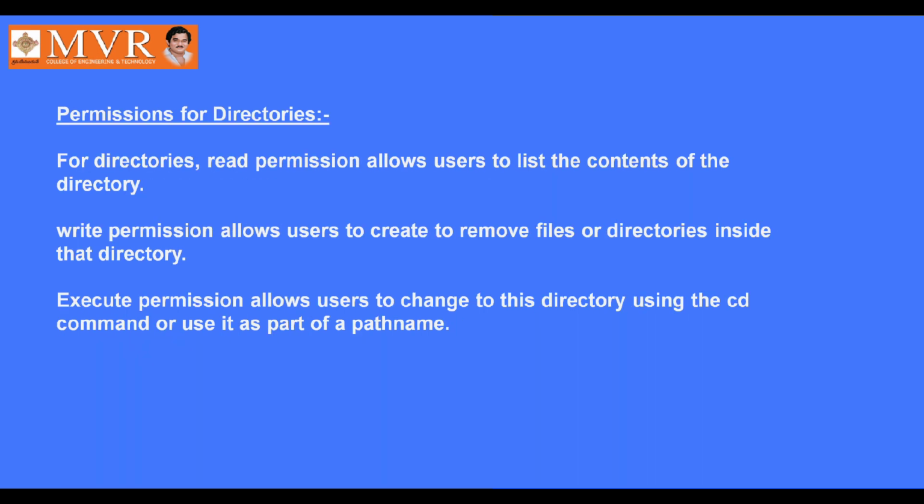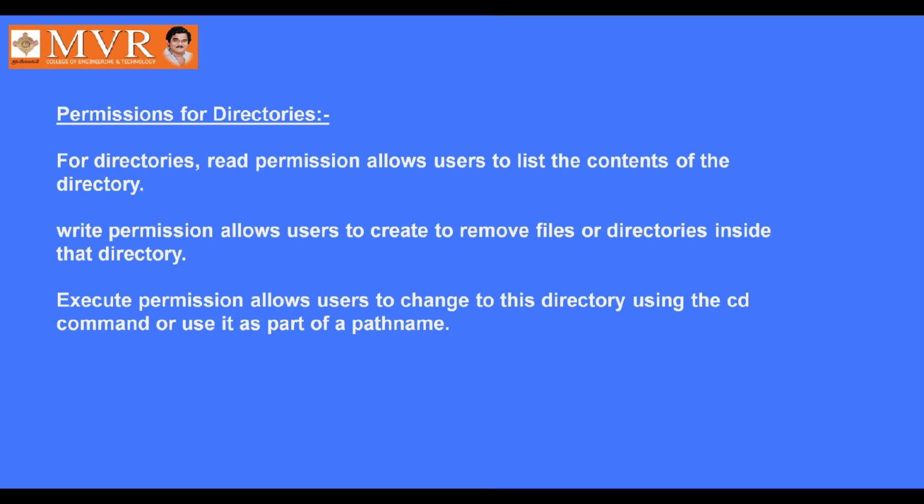Okay. So for directories also the same thing. For directories, read permission allows the user to list the contents of the directory. That means if the directory has any files, those files can be viewed by the person who has the permission. Similarly, write permission means you can create files under the directory and do whatever you want with the files. And execute permission allows users to change to the directory using the cd command or use it as part of a path name.